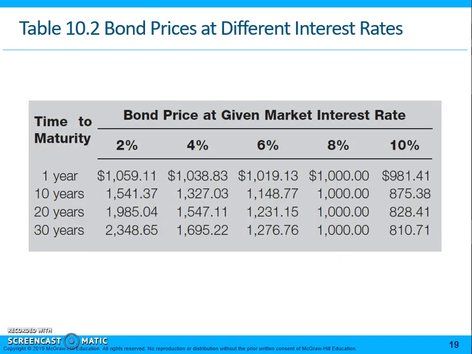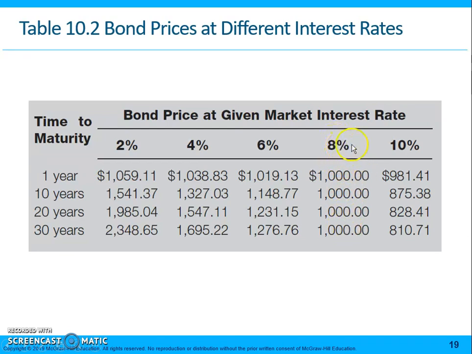Table 10.2 shows 4 different maturities for bonds: 1 year, 10-year, 20, and 30 years. And the top line here is market interest rates. All of our bonds are 8% bonds. So at 8%, they're par bonds.